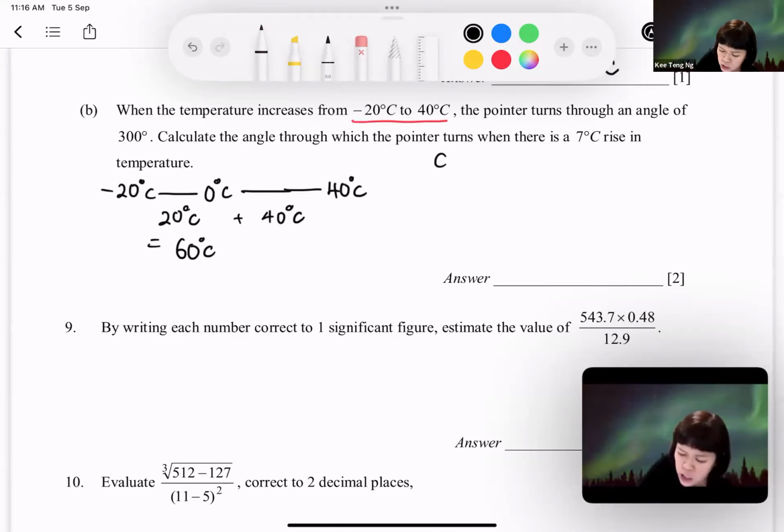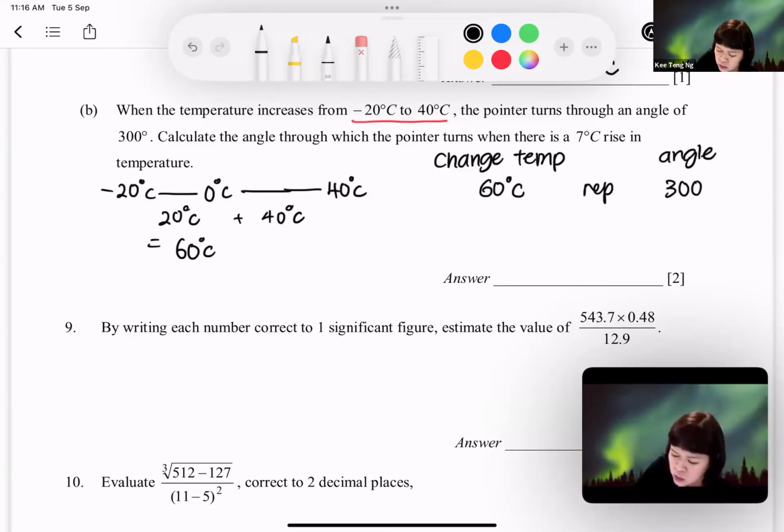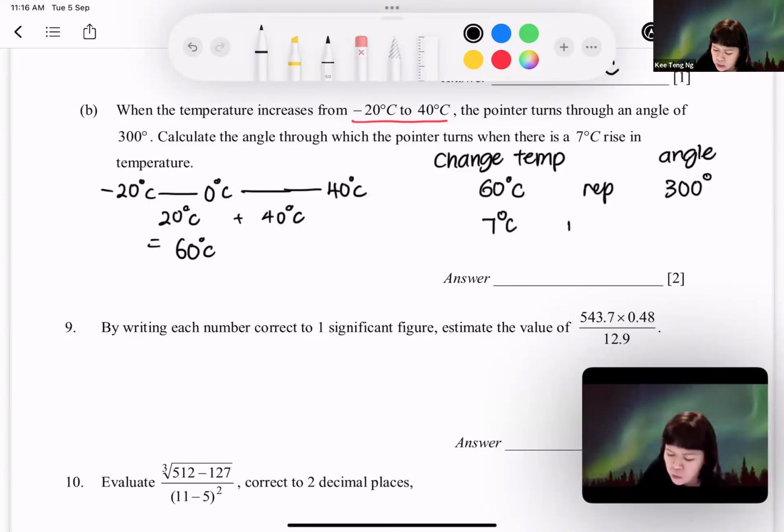So my change in the temperature will cause a change in the angle. So it will be proportional to the angle. When my change in the temperature is 60 degrees Celsius, it represents a turn in the angle of 300 degrees. Now they ask you the angle through which the pointer turns when there is a 7 degrees rise in temperature.